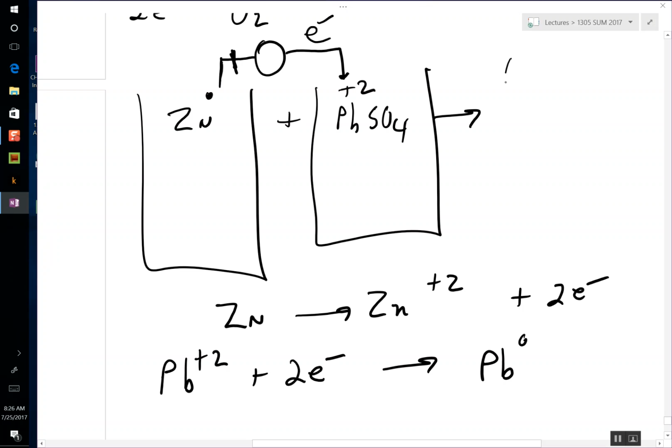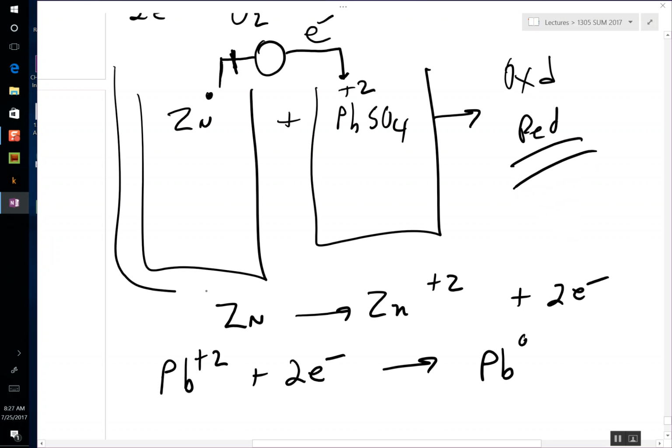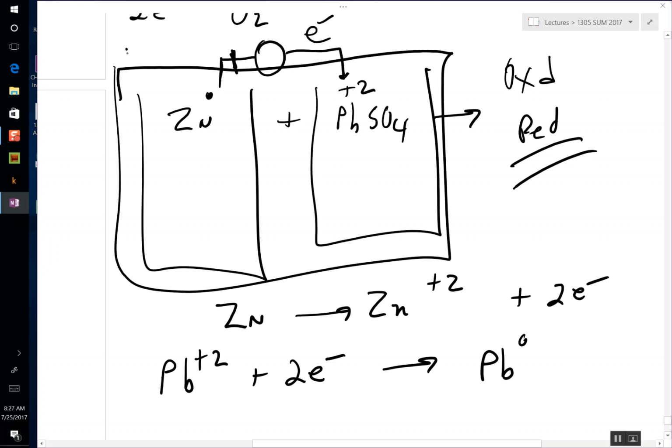You have an oxidation reduction system sitting there ready to be activated in your battery with a positive and a negative pole on the battery. Okay? So this is basically the concept behind any battery.